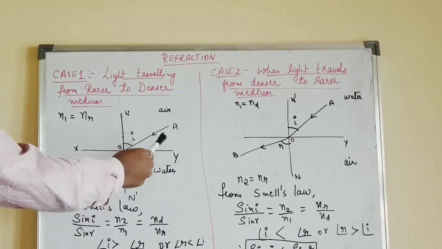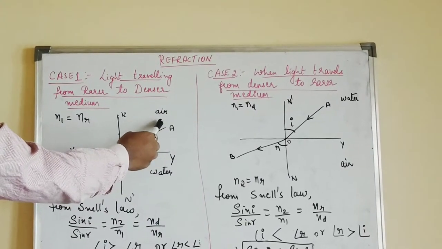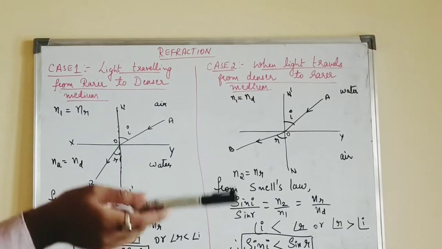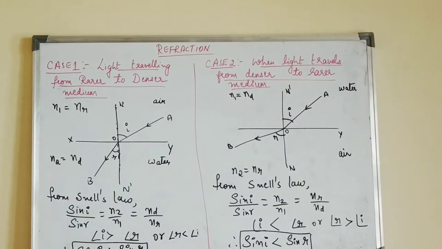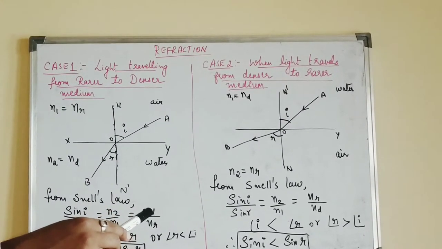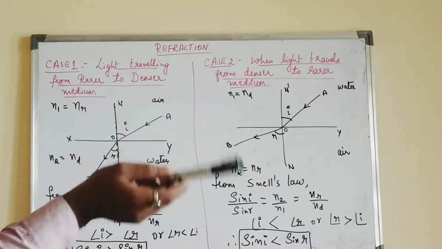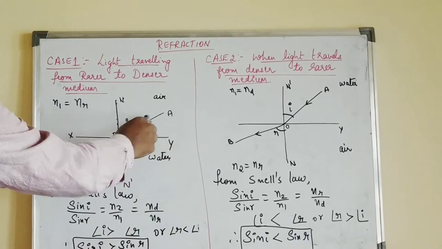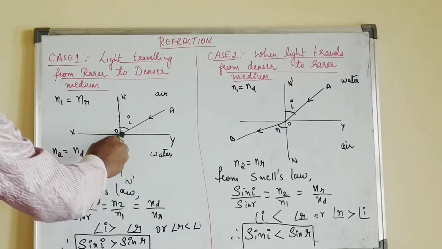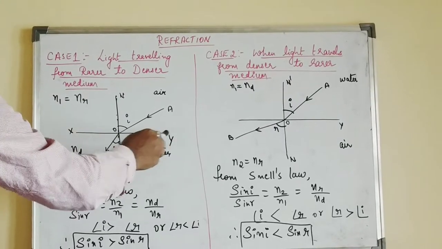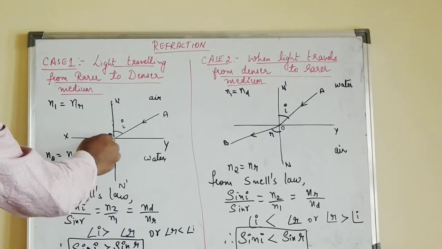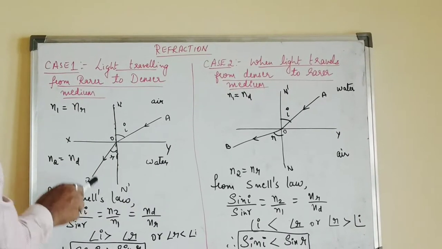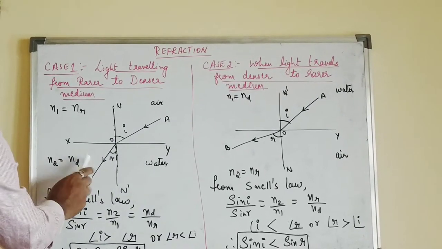Now see here, whenever a ray of light passes from a rarer to a denser medium, you know that the velocity in the rarer medium will always be greater than the velocity in the denser medium. How? Because n is equal to c by v, using that relation, n and v are inversely proportional. Keeping that in mind, this is the incident light traveling in the rarer medium. It is incident at the point O on the interface XOY. Now, that ray undergoes refraction in the water medium, that is the denser medium.